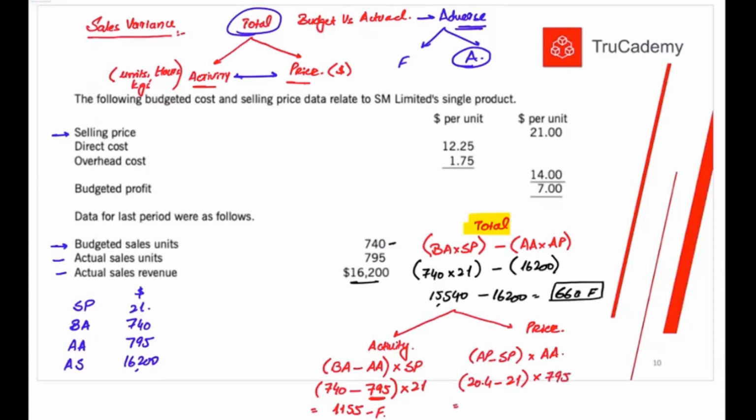Now here, the standard price was 21. Actual price is less than that. So let's compare: 20.4 minus 21, multiplied by 795. So we will get 477. Now, is this favorable or adverse?